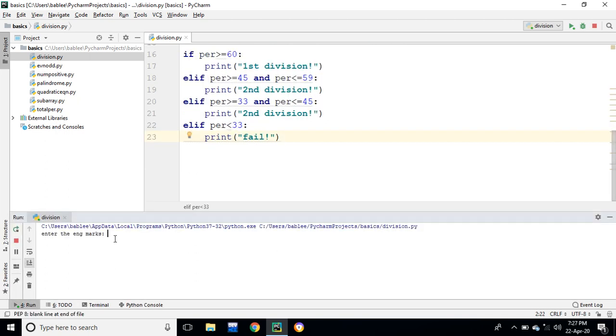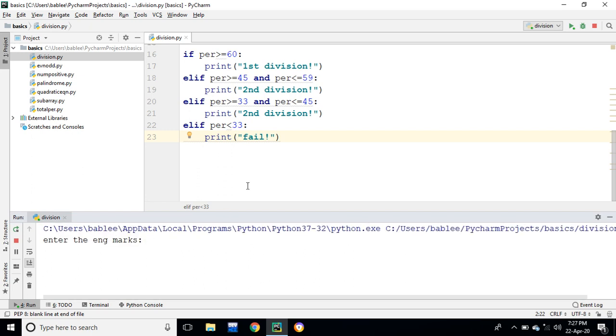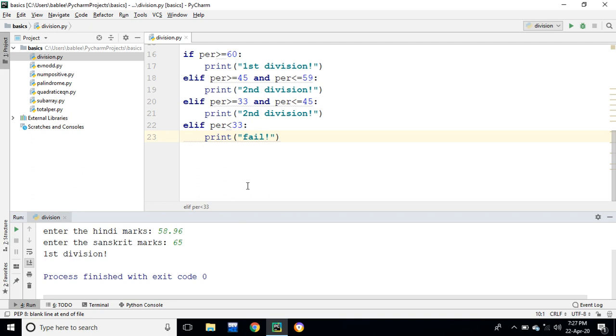So here enter the English marks. So we have 85. Enter the maths marks, we have 90. Enter the science marks, we have 74. Enter the Hindi marks, we have 58.96. Enter the Sanskrit marks, we have 80. Not 80, 65. First division. So we have got a first division.